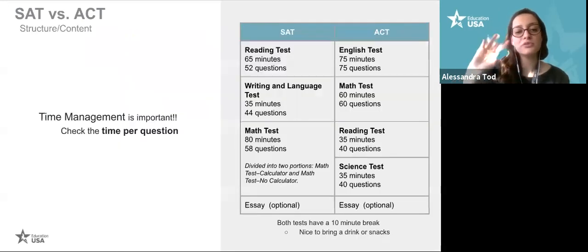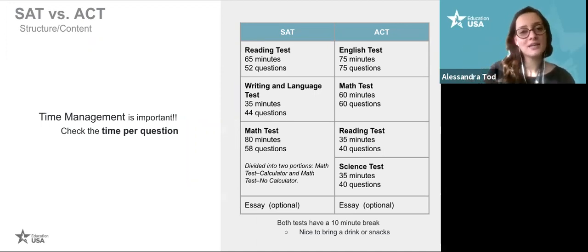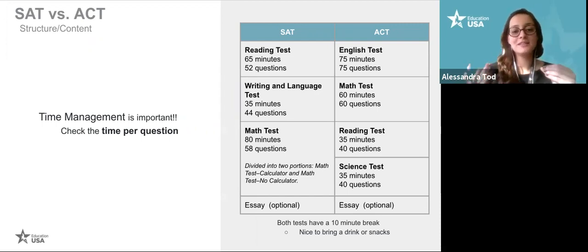Next, we are talking about the structure and content. When we're talking about content, they are similar, with small differences. For example, the ACT has a science test. And in the math section, the SAT has a section where no calculator is permitted, so you cannot use your calculator. I think that's interesting. In both tests you can use a calculator, but it's a specific kind of calculator. So just go to the website and search what kind of calculator you can take on test day.